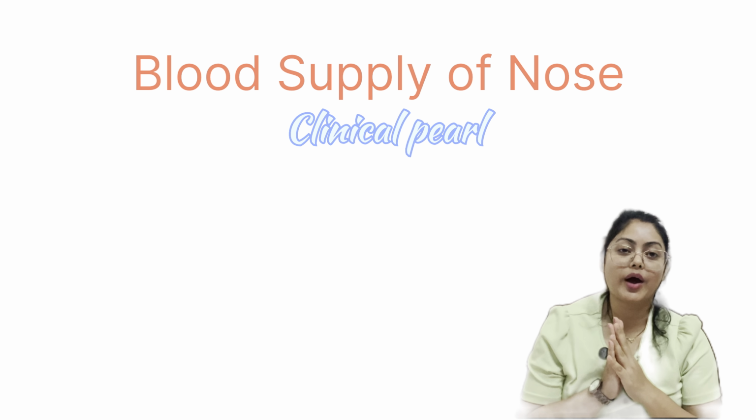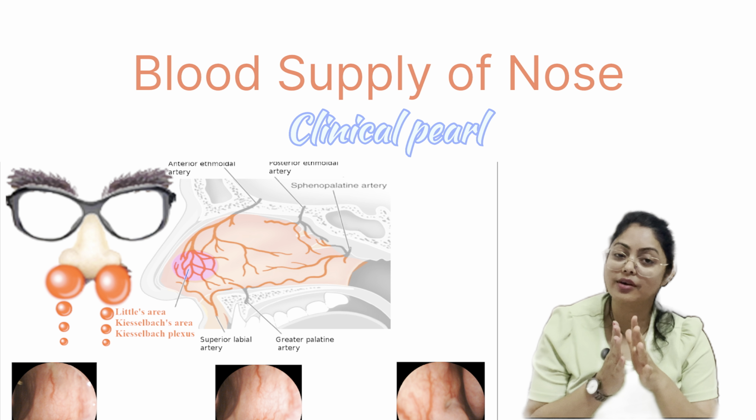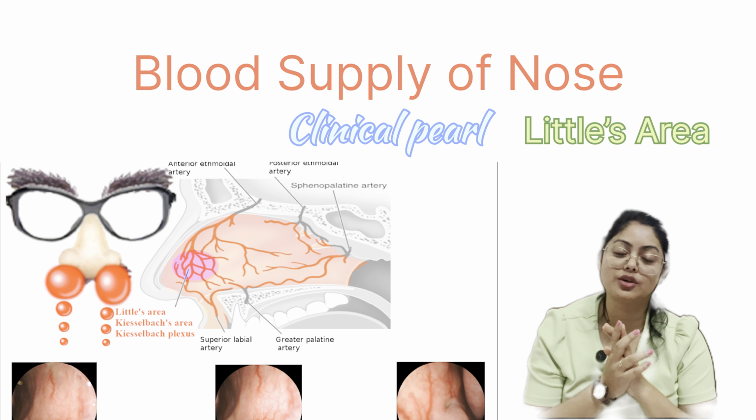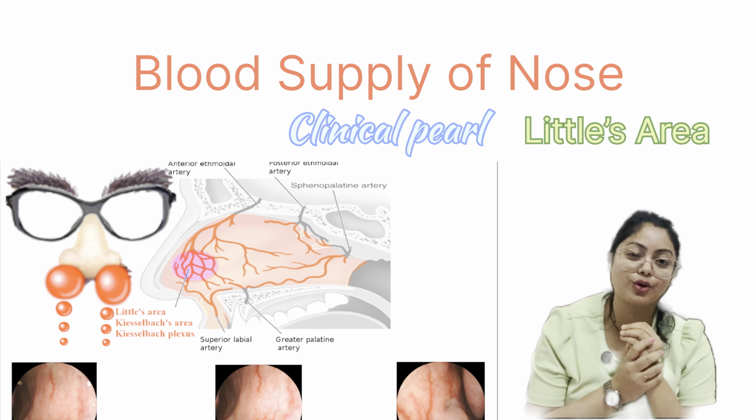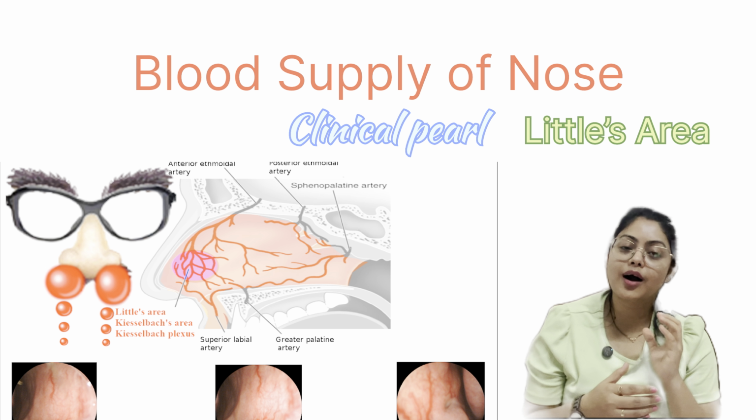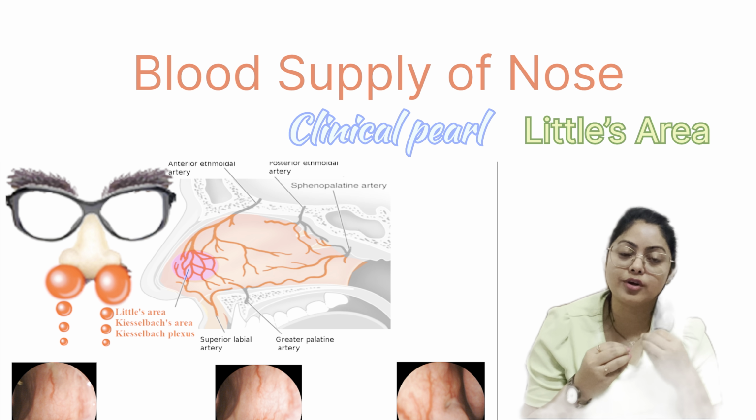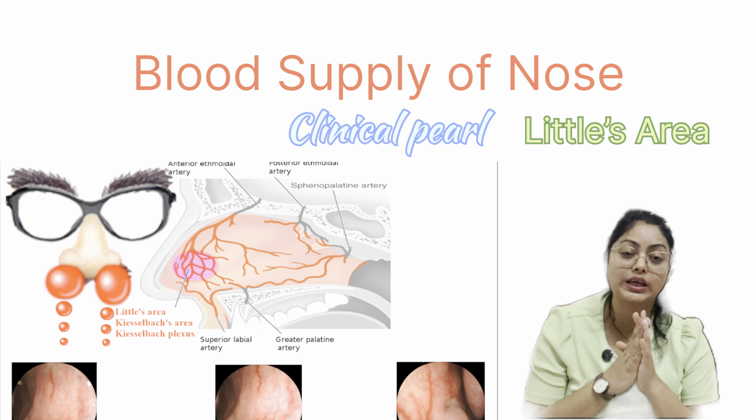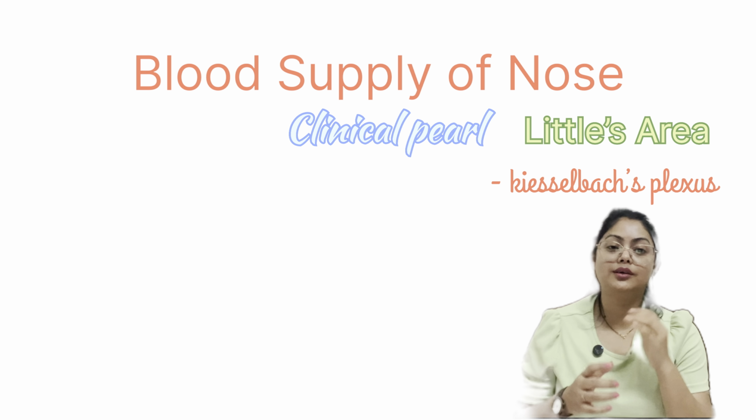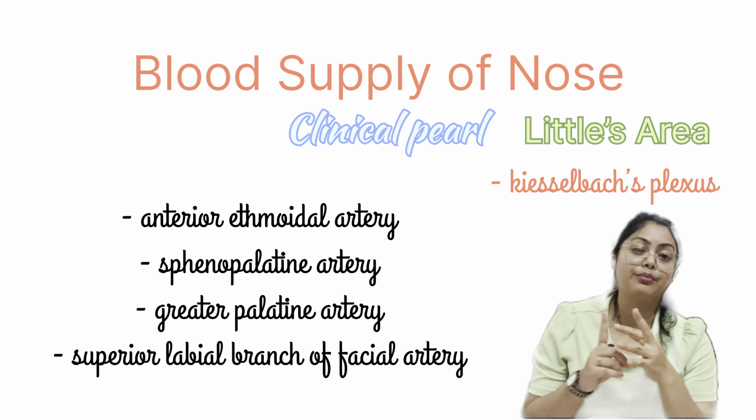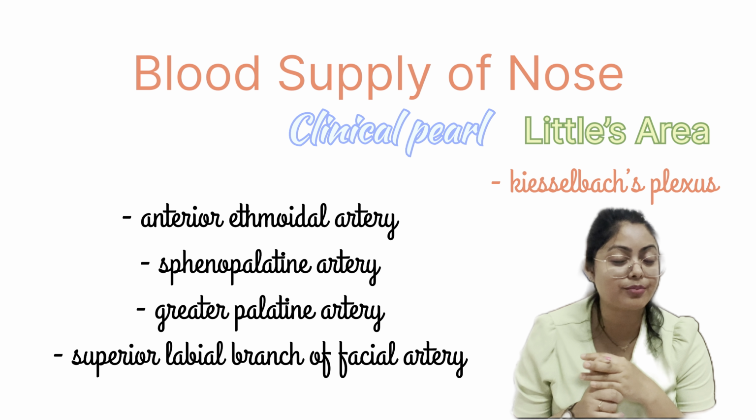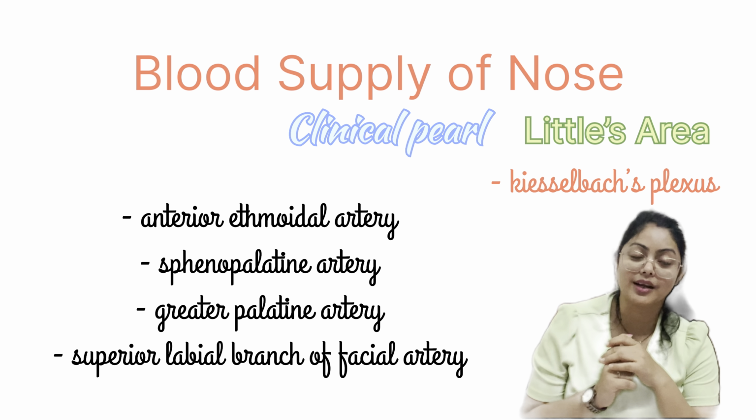Here we need to know an important region that is known as Little's area, which is nothing but the arterial plexus present in the anterior inferior part of the nasal septum. This is a highly vascular region. Four arteries mainly anastomose in this region to form a vascular plexus, which is known as Kiesselbach's plexus. Those which mainly contribute to this plexus are the anterior ethmoidal artery, the septal branch of the superior labial artery, the septal branch of the sphenopalatine artery, and the vestibular arteries.